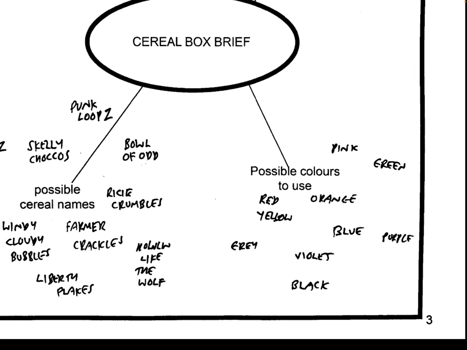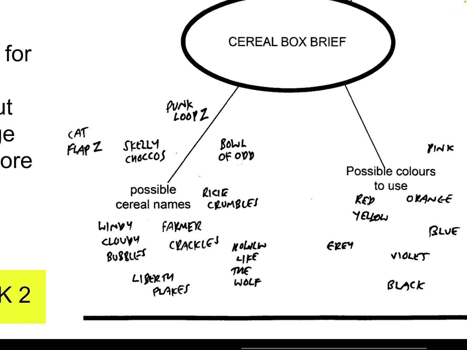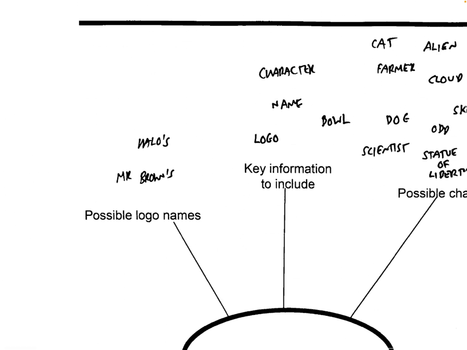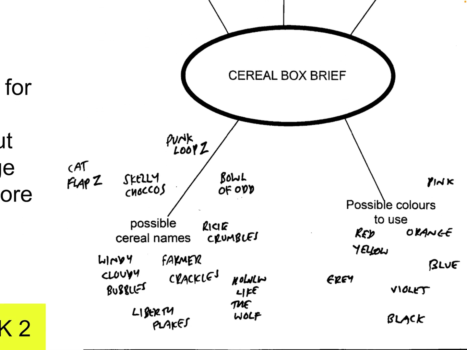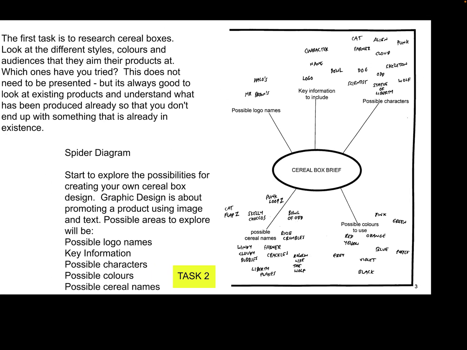Possible colours to use: pink, green, red, yellow, orange, etc. Possible cereal names. So this is different to the logo names. For instance, logo names will be Kellogg's or Mr. Brown's. So it'll be Kellogg's Punk Loops, okay, for instance. So we've got Punk Loops, Bowl of Odd, Rice Crumbles, Father Crackles, Howling Like the Wolf, Liberty Flakes, Windy Cloudy Bubbles, Cat Flaps, and Skelly Chocos.